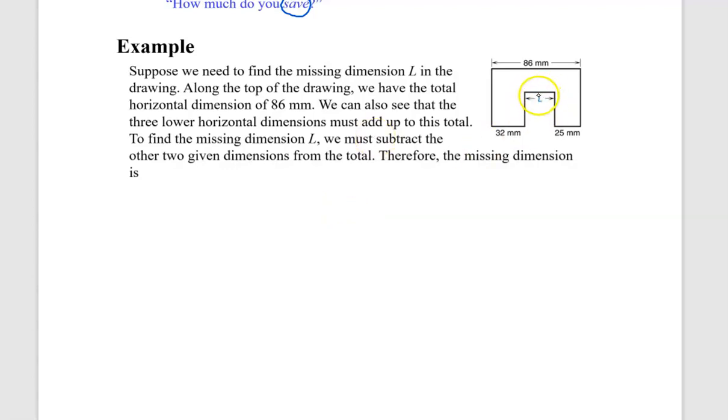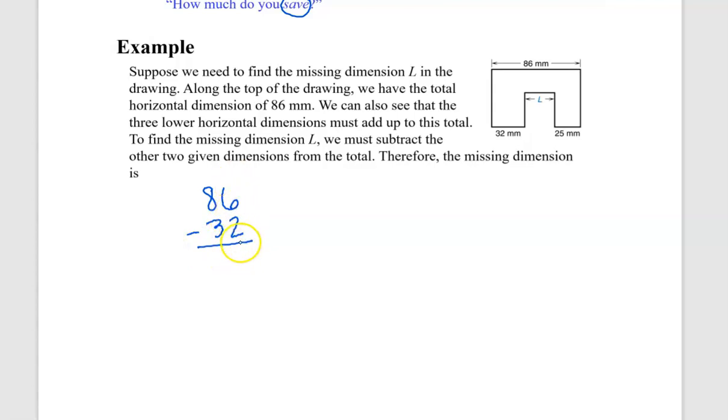So suppose we need to find the missing dimension L. Okay, so we're looking for this. Along the top of the drawing, we have the total horizontal dimension of 86. So we know from here to here is 86. We've got this little section and we've got this little section. So if I could take off this and I could take this off, then I would be able to find out the difference. So we could start by just doing 86 minus 32.